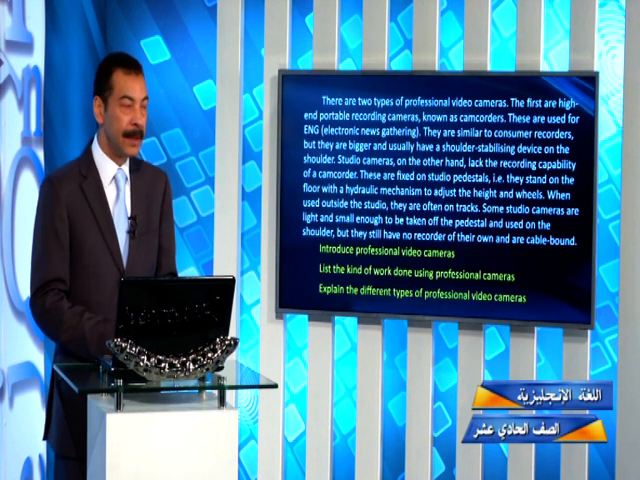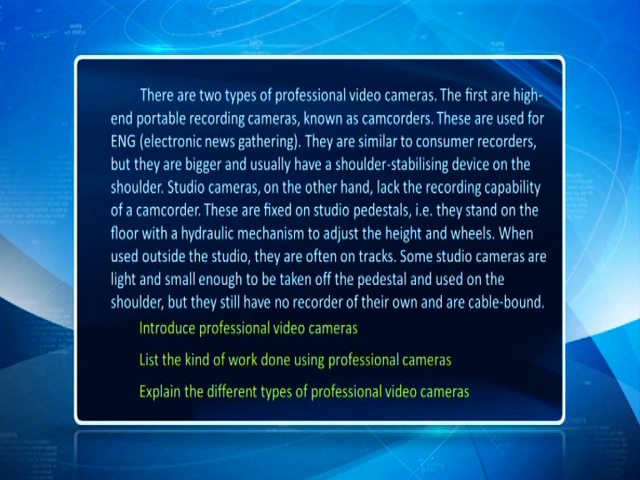So please listen. There are two types of professional video cameras. The first are high-end portable recording cameras, known as camcorders. These are used for ENG, electronic news gathering. They are similar to consumer recorders, but they are bigger and usually have a shoulder stabilizing device on the shoulder. Studio cameras, on the other hand, lack the recording capability of a camcorder. These are fixed on studio pedestals, that is, they stand on the floor with a hydraulic mechanism to adjust the height, and wheels. When used outside the studio, they are often on tracks.